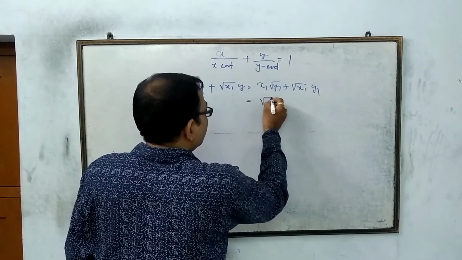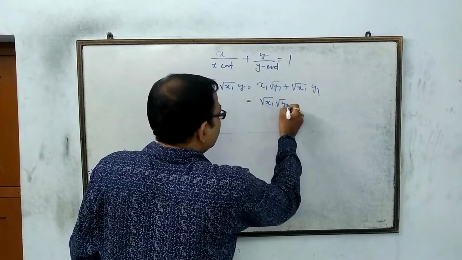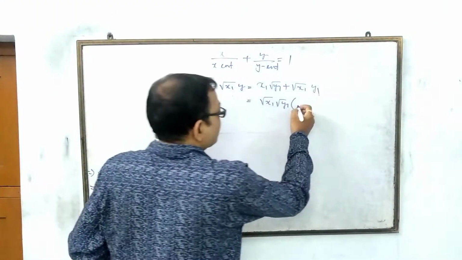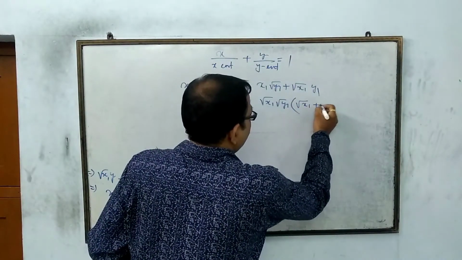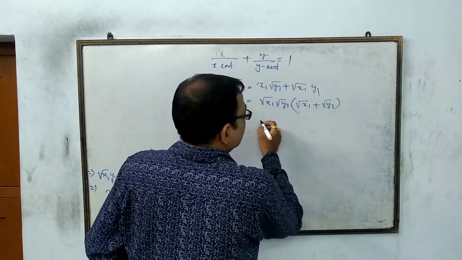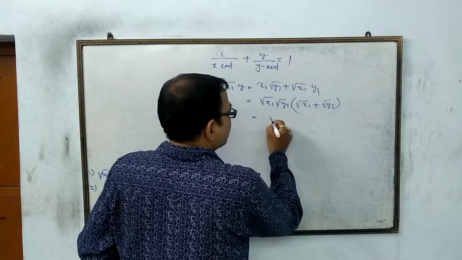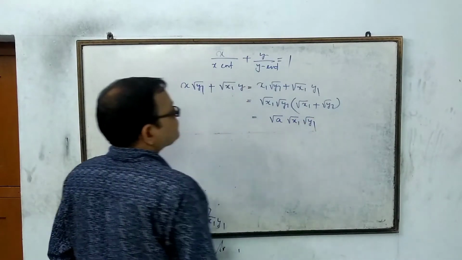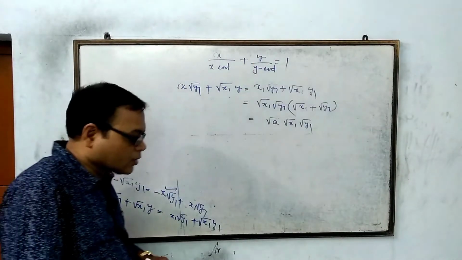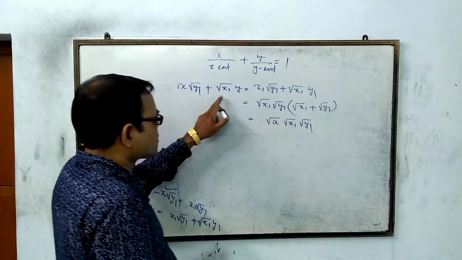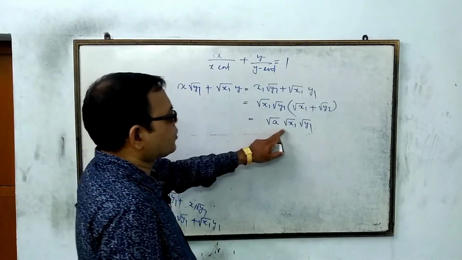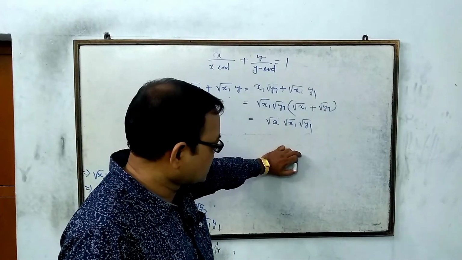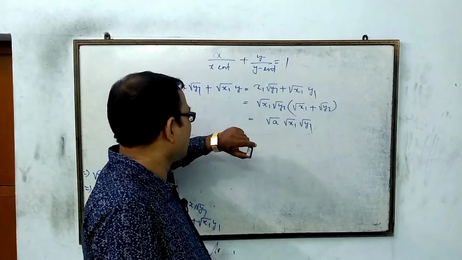We can make a small splitting here. Root over x1 root over y1 will be taken common, so we will get root over x1 plus root over y1. Since root over x1 plus root over y1 is root a, it will be root a, root over x1, root over y1. Yes, students? x root over y1 plus root over x1 y is equal to root a into root over x1 into root over y1.